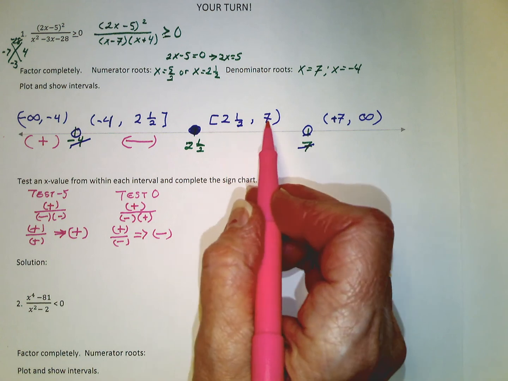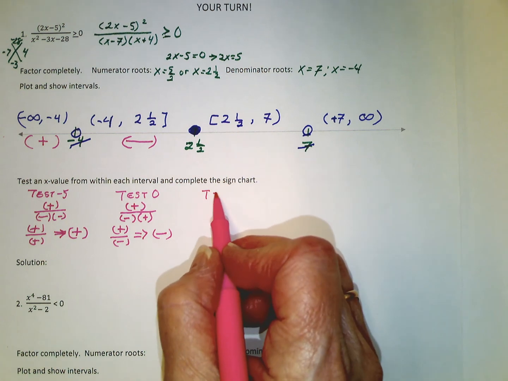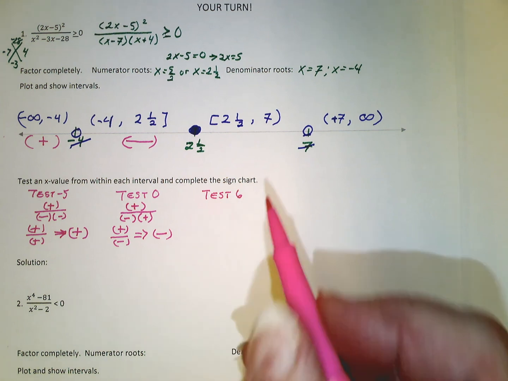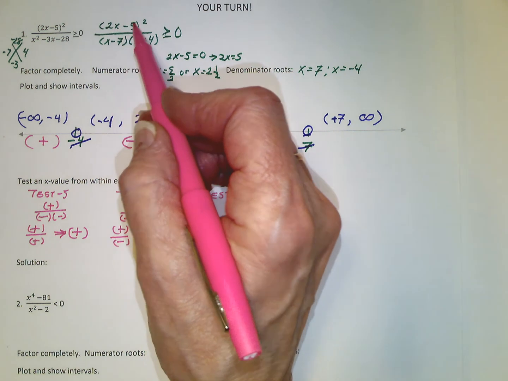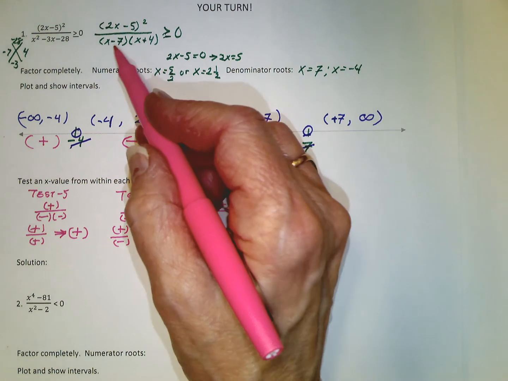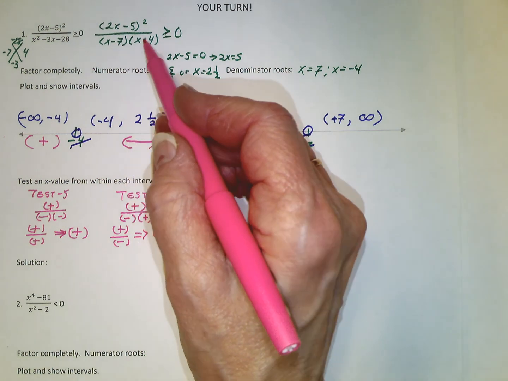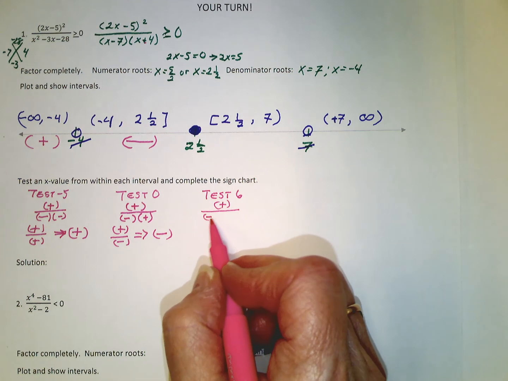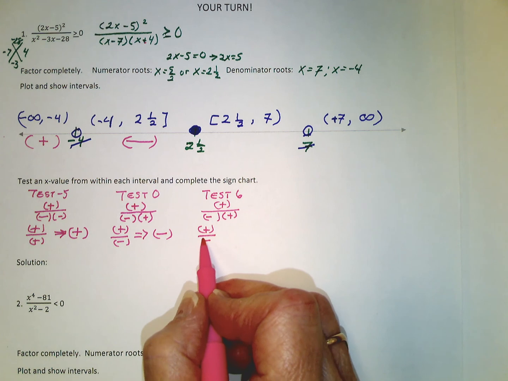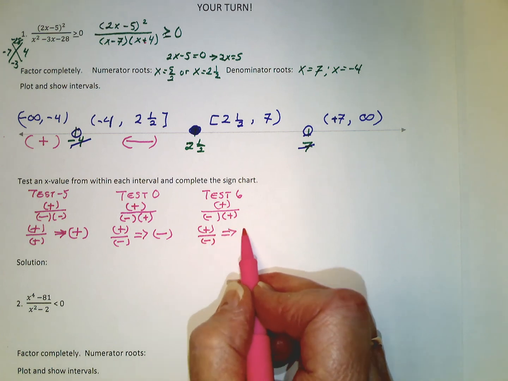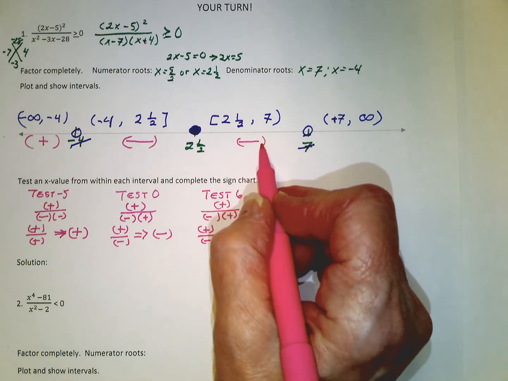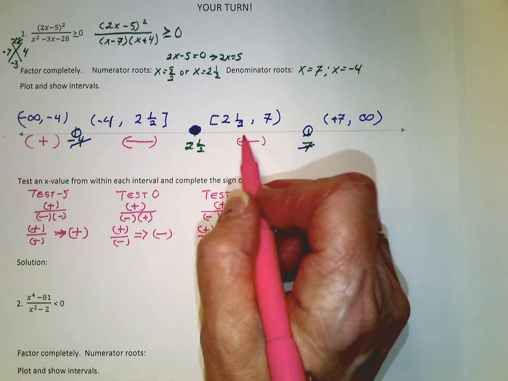Something between 2.5 and 7. I'm going to test 6. So 6 in here is going to make the parentheses come out positive. We squared, it's still positive. 6 in here is going to be negative. 6 in here is going to be positive. So we have a positive numerator over a negative denominator. Overall, negative. The fraction will have a negative value for any x we pick in this space.